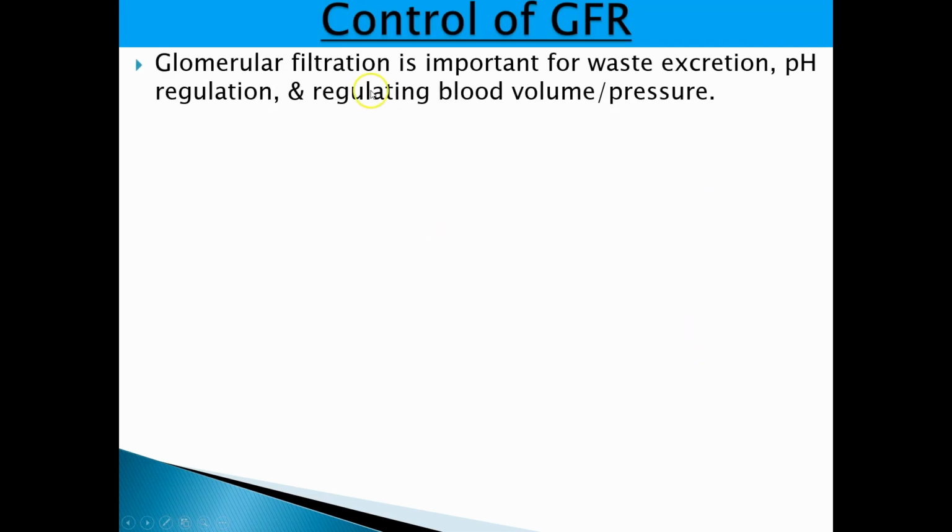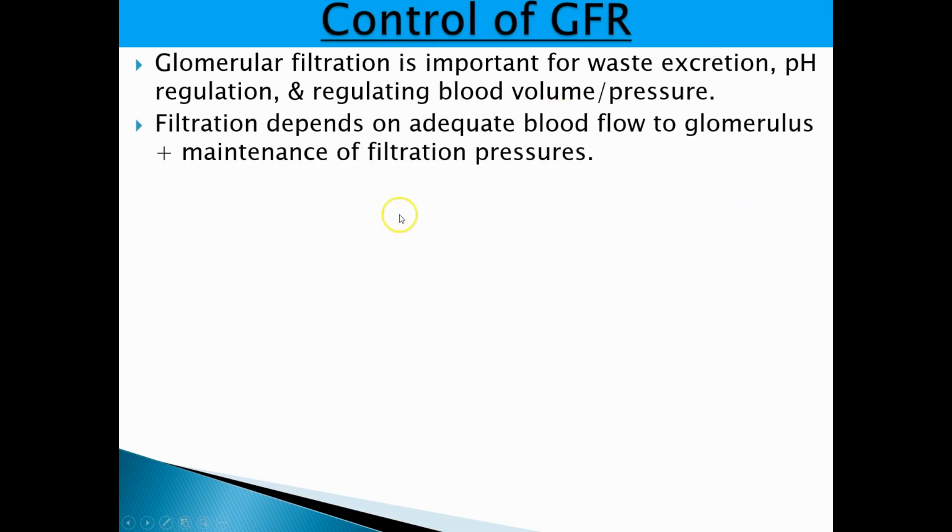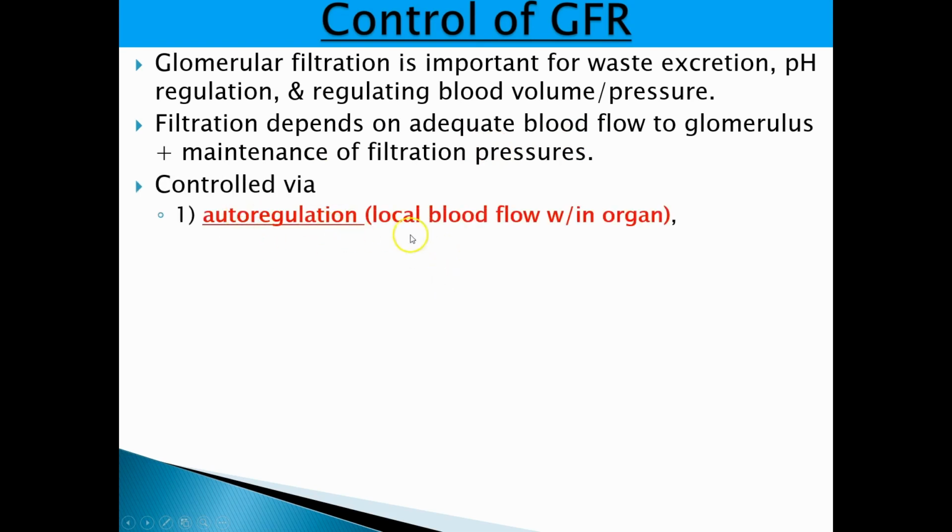So how do we control the GFR? Glomerular filtration obviously is important for waste excretion, for pH management and regulation, and for regulating blood volumes and blood pressures. But how is this controlled? This depends on adequate blood flow, and that's what we need. So we're basically going to control blood flow, and that's going to happen via autoregulation, i.e. local blood flow to the organ. Notice we started with autoregulation.